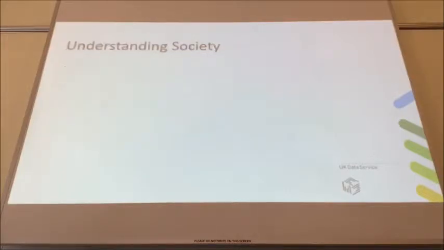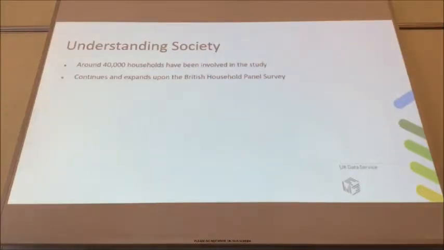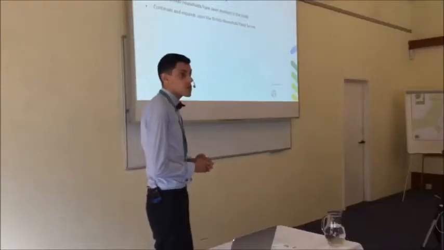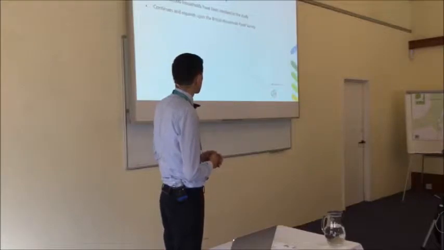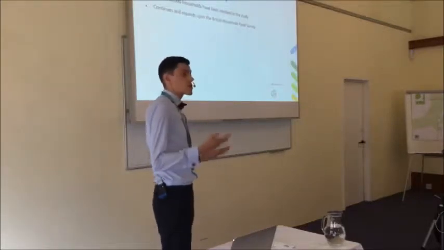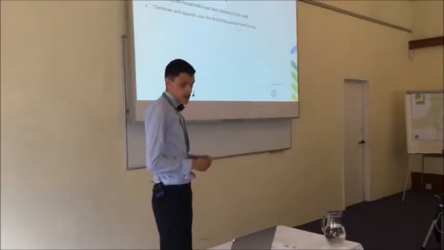And that's the study I'm going to talk a little bit about, some of the things that we think about in the future. Understanding Society has around 40,000 households that have been involved in the study at some point, which is obviously quite big. There was the study beforehand, the British Household Panel Survey, which began in 1991. And Understanding Society is very much the successor to that.